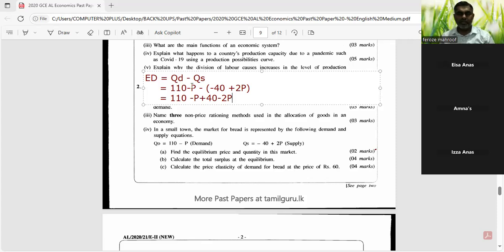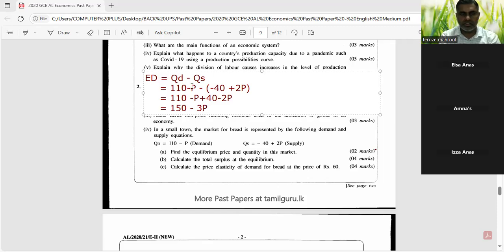So excess demand is QD minus QS, 110 minus P minus QS, which is minus 40 plus 2P in the bracket. Then for 110 minus P, we are removing the bracket with the minus. So minus into minus is plus 40, minus into plus is minus 2P. So finally, 110 plus 40 is 150, minus P minus 2P is minus 3P. This is the excess demand function.